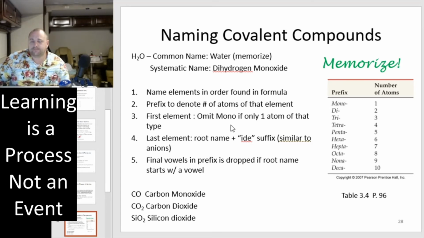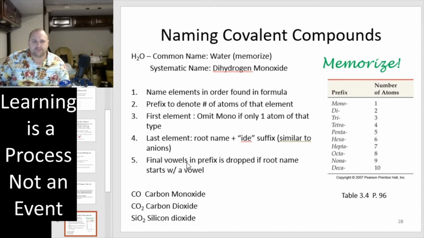The first element, if it has mono as its prefix, we get rid of it. We omit it, but only mono and only on the first element. And then the last element, we're going to drop it to its root and add IDE, just like as if it was an anion, but just because it's got the second in the name. And then we're going to use the vowels. This is where things get in trouble here.